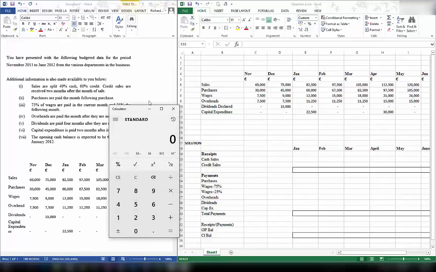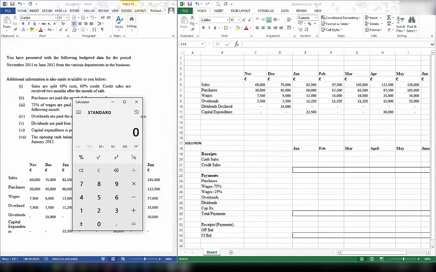So let's bring up our calculator. Cash sales for January were 82,500 multiplied by 40%. So our cash sales for January were 33,000. Now we need to find our credit sales. We know that we receive our credit sales 2 months after the actual sale occurs. So our credit sales are coming from November.